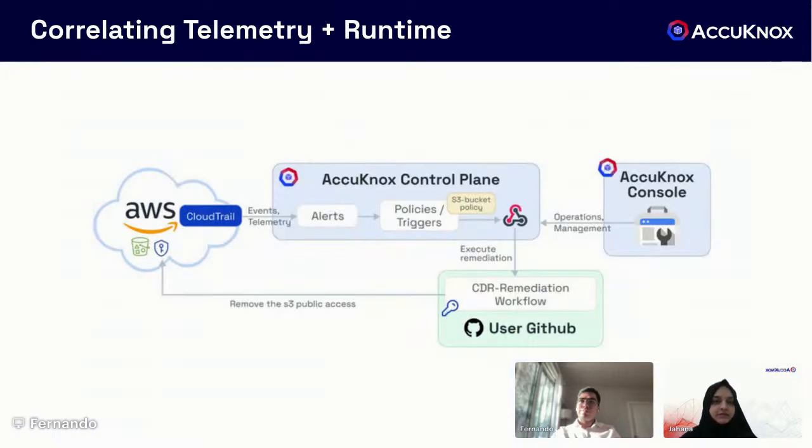So let's move on to the next topic. One of the biggest differentiators you mentioned is combining cloud telemetry with runtime signals, right? So how does correlation actually change the quality of detection? Can you please explain that?